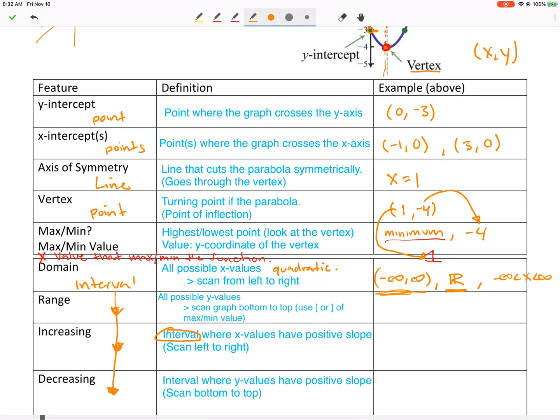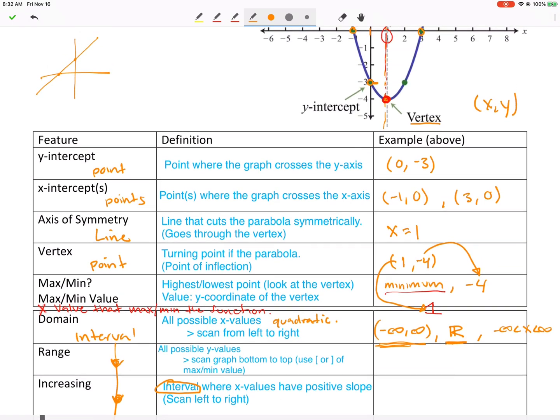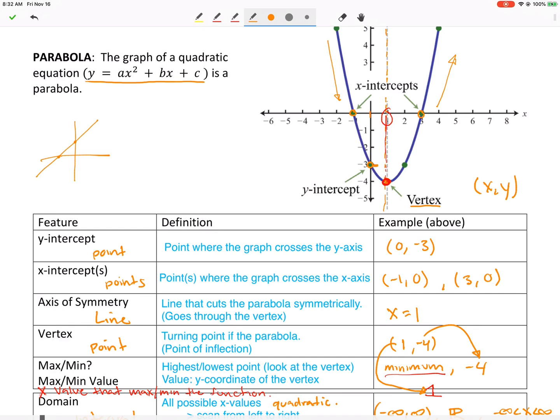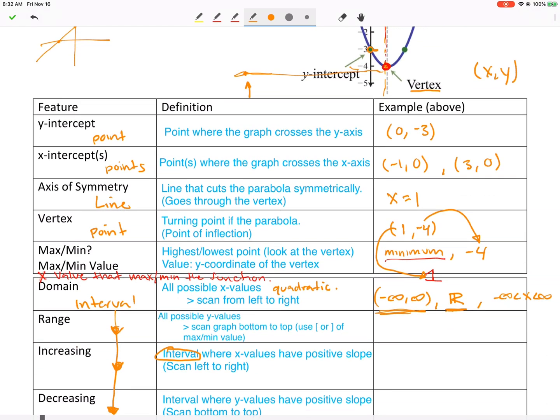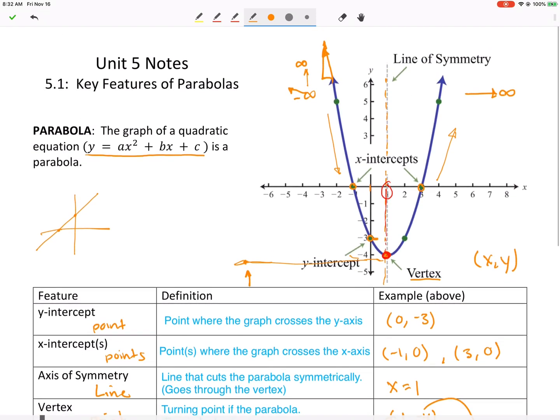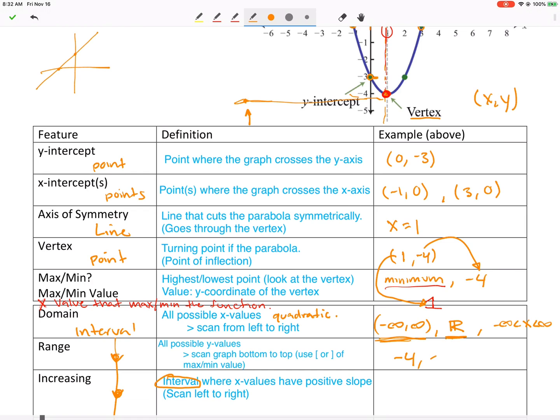Right? So range is just like domain, except we're going by y values. So we start at the bottom of maybe this, and we'd go until we hit this vertex, which is over here, which is -4. So that's where we'd write our first y value, and we'd go to the last one, which goes up to infinity. Okay, so we'd do infinity.